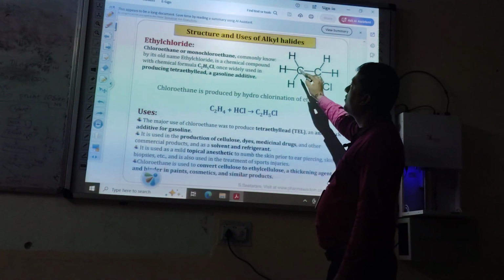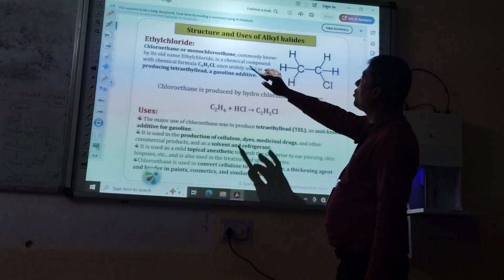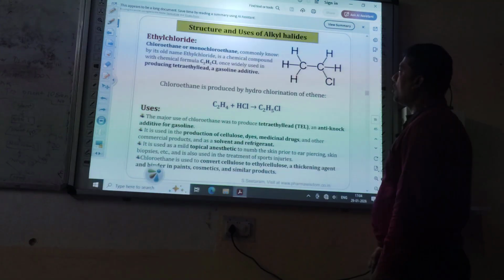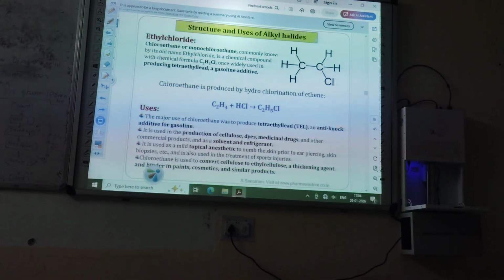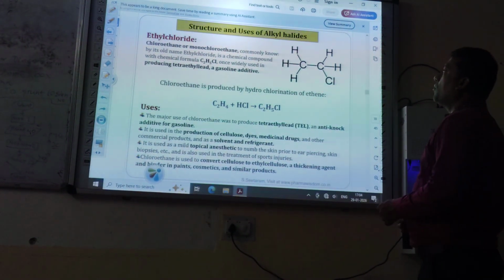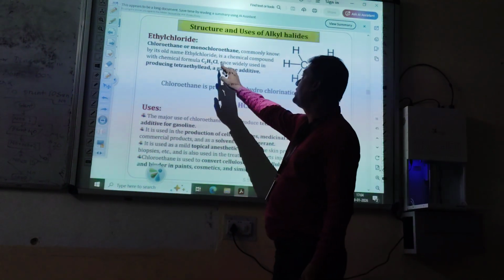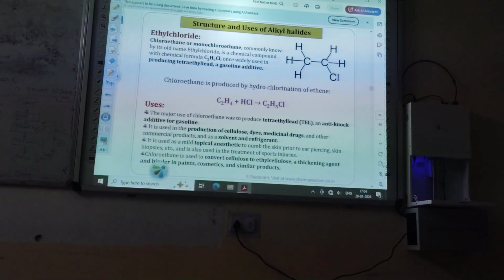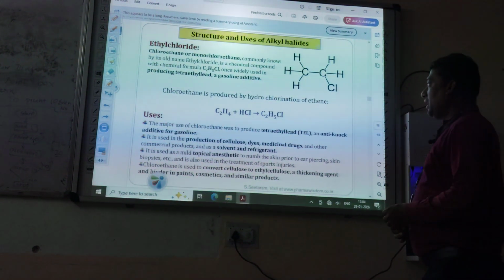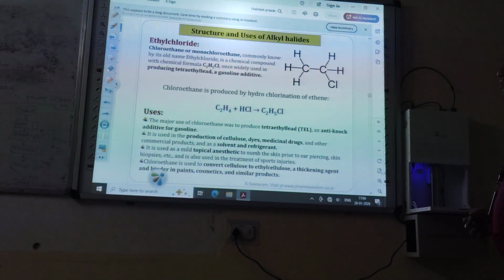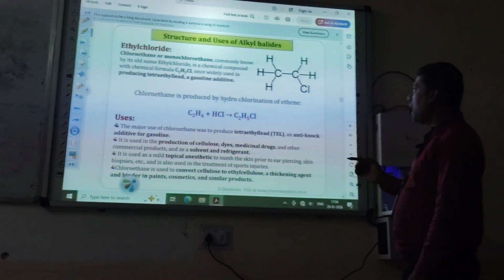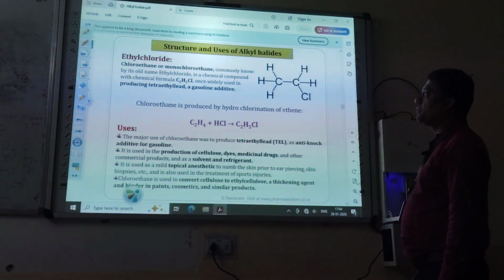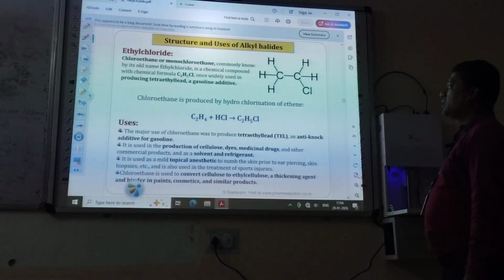Chloroethane, ethyl chloride, has one chlorine atom. Chloroethane or monochloroethane, commonly known by its old name ethyl chloride, is a chemical compound with formula C2H5Cl. It was once widely used in producing tetraethyl lead, a gasoline additive. Chloroethane is produced by hydrochlorination of ethene. This is the method of preparation of ethyl chloride.